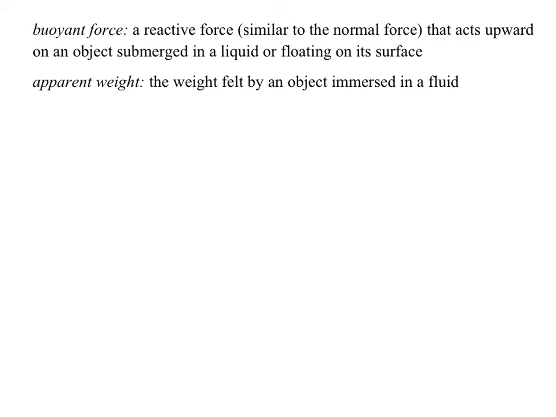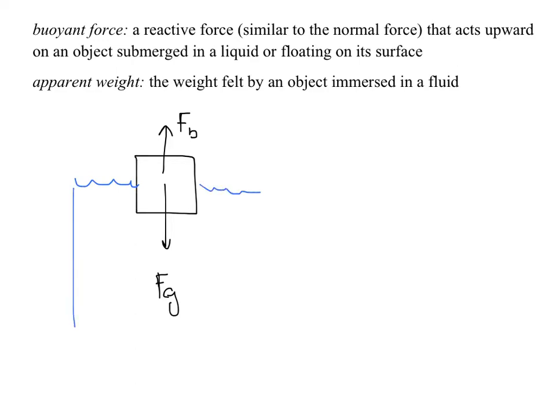Okay, so let's see this real quick in a diagram. We've got FG acting down. We've got FB acting up. What does the B stand for again? Buoyancy. Let's put this object underwater here. The difference between the gravitational force and the buoyant force is physically what you're seeing. All that is the sum of the forces in the y direction.